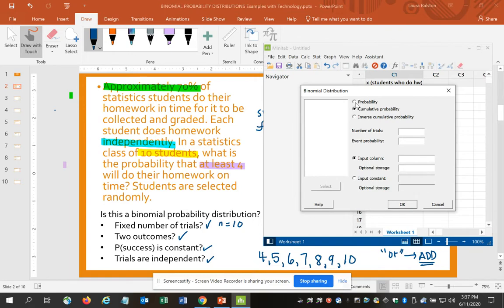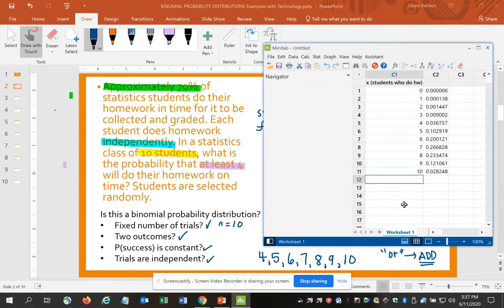Now be careful, because I want to do just straight out probability, not cumulative. So I'm going to choose the radio button next to probability. The number of trials is N, so that's 10. My event probability, the probability that they did their homework, was the 70% or 0.70. My possible values for X are in column 1, and I want to put my answers in column 2. And then I'm going to click OK.